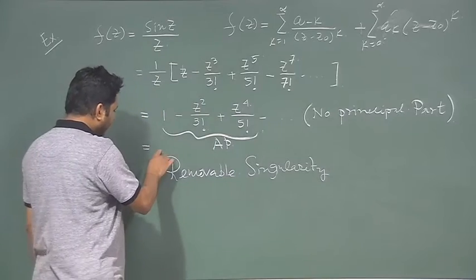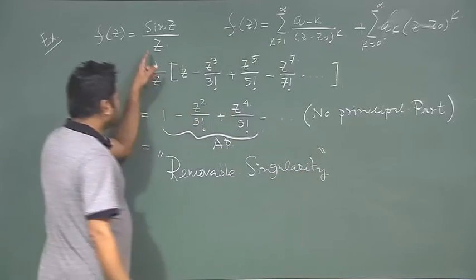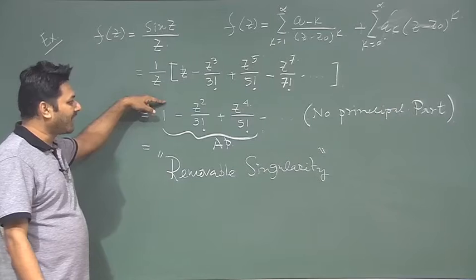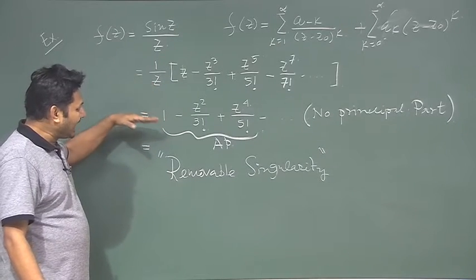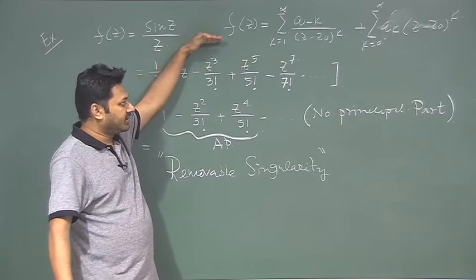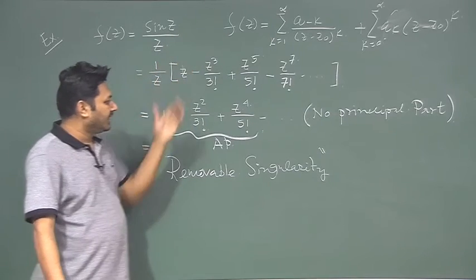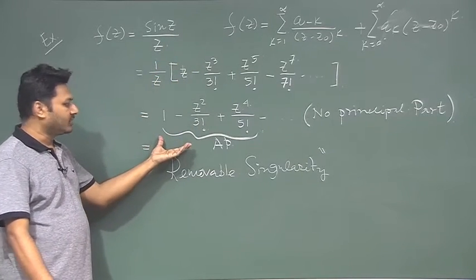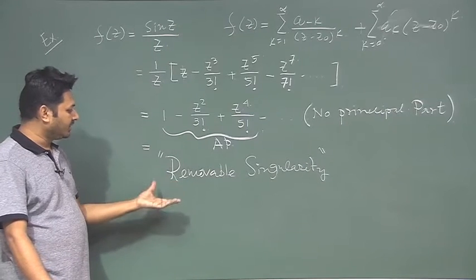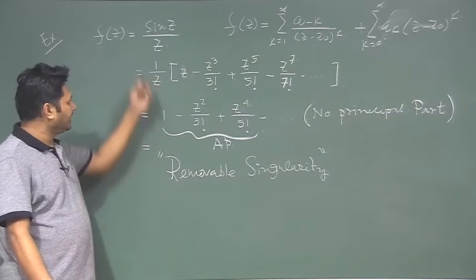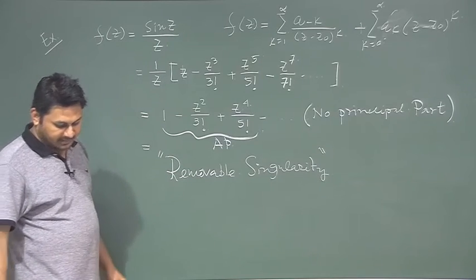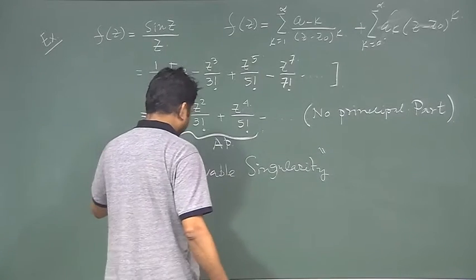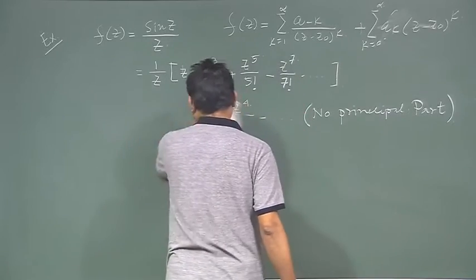Removable singularity. It seems that we have a singularity at z equal to 0. When I expand, we find that this expansion, which we tally with the Laurent series expansion we have here, has no principal part associated with it. So that is why we say this singularity is there, but it is removable. That means there is no such singularity as such. More examples can be given.